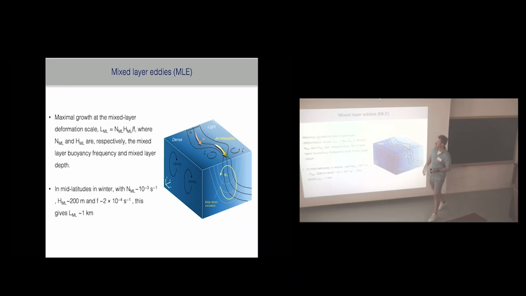All right, so these have maximal growth rates, which are usually theoretically constrained to the mixed layer. So they have a mixed layer deformation scale, which for, let's say, the mid-latitudes, where you have mixed layers of about 200 meters deep, they scale at roughly about 1 kilometer. In the high latitudes, think of the Southern Ocean, in these mixed layers, these features can form at roughly 1 to 2 kilometers in scale.